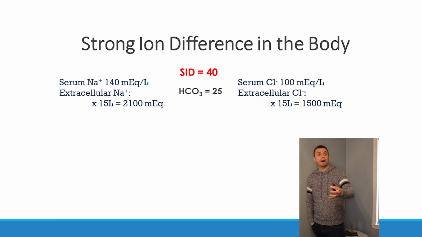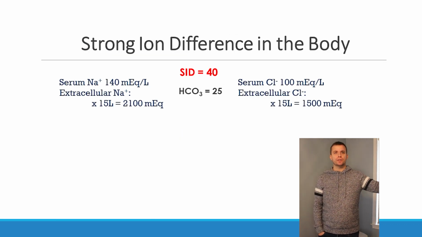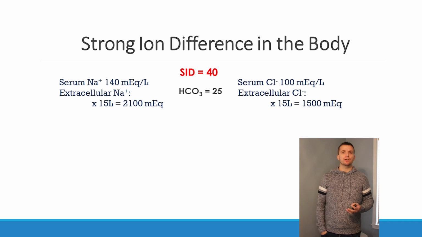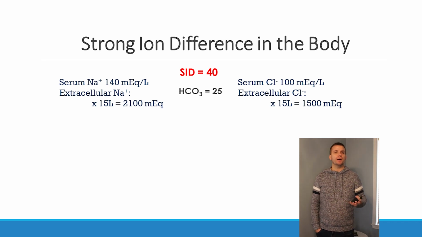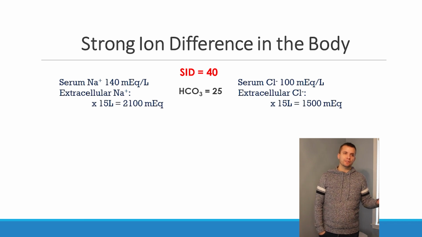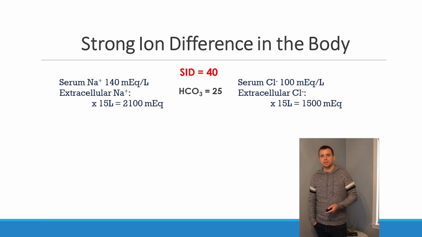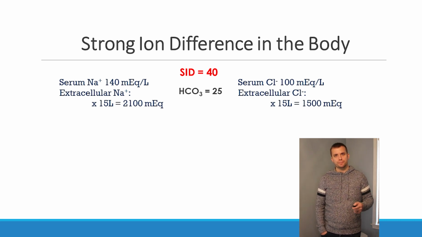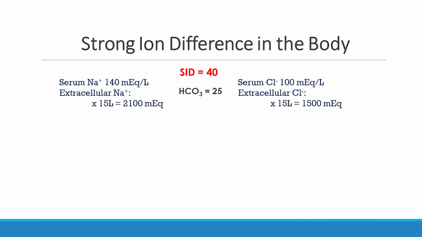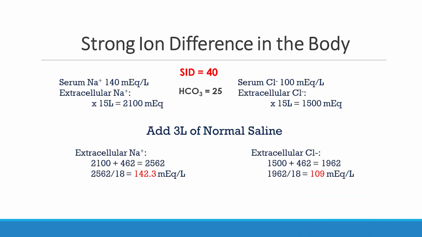If we use the whole body, we're going to look at extracellular sodium content. So average sodium of 140, you're looking at 15 liters of extracellular fluid. That's going to give you about 2,100 milliequivalents. We're going to use a serum chloride of 100 for this example for math purposes. That's going to give you about 1,500 milliequivalents. And then that will give you a SID of 40 for this patient. Now, bicarb we're going to assume is 25. And we're going to add 3 liters of normal saline.